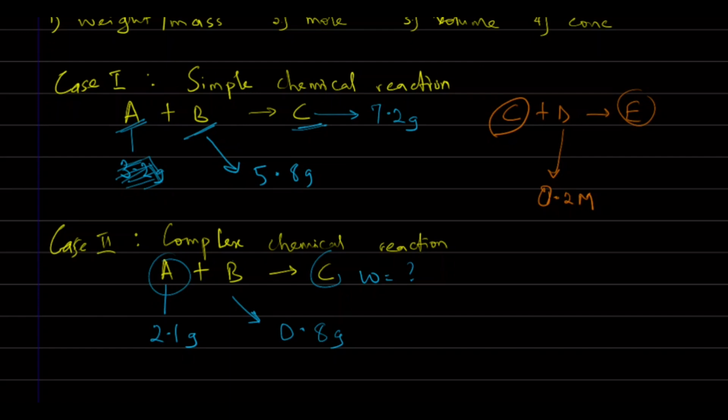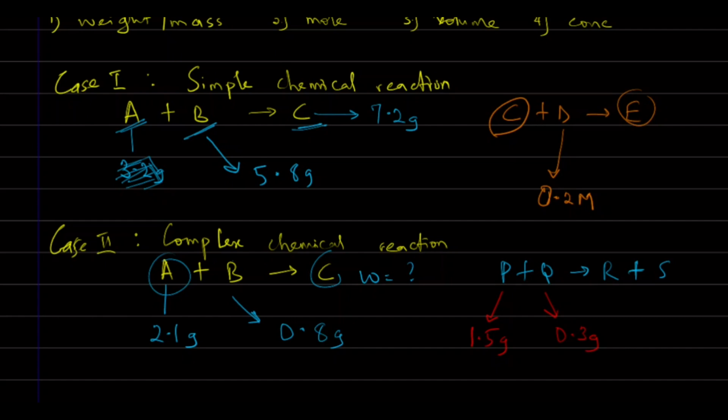Another example is if we have reactants P plus Q and we have products R plus S. In a simple chemical reaction, we'll only be giving the parameter for either P or Q. But in a complex chemical reaction, we are going to be giving parameters related to the two reactants. For example, we are having 1.5 gram in terms of weight, and we are giving 0.3 gram of the second reactant Q.